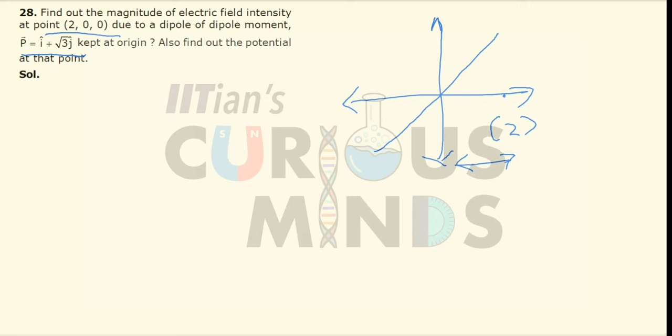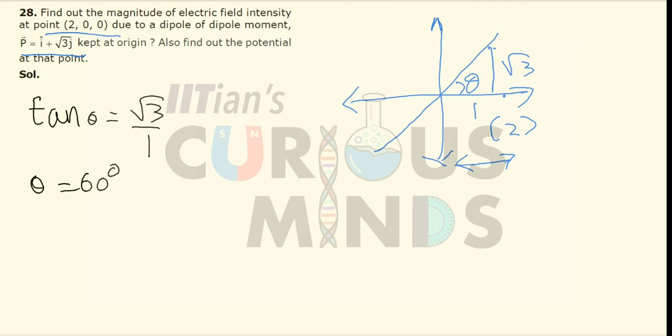We have to find out the angle between the dipole and this point. The opposite side is equal to root 3 and the adjacent side is equal to 1. So if I calculate the value of theta, tan theta will be equal to root 3 divided by 1, that is equal to root 3, or theta will be equal to 60 degrees.